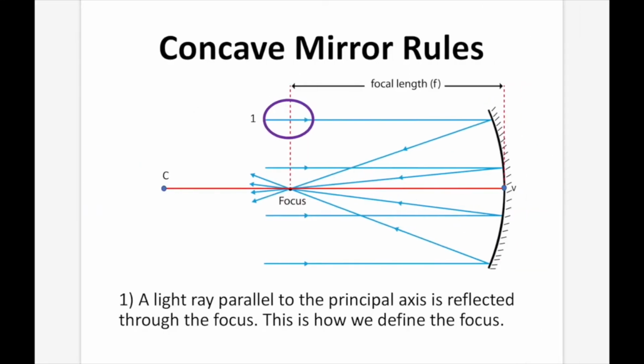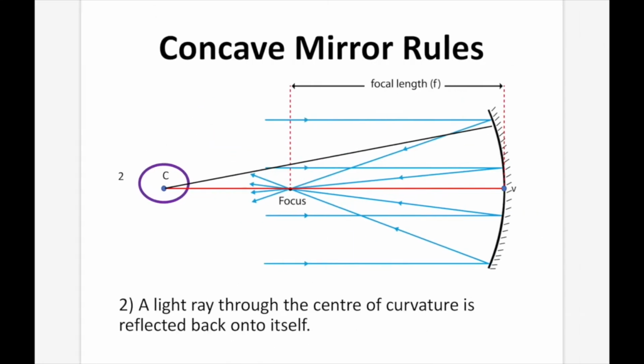Now here are our concave mirror rules. Number one, a light ray parallel to the principal axis is reflected through the focus. This is what we were just talking about. So anytime we draw a light ray that hits the mirror that is parallel to the principal axis, it's going to reflect off the mirror and go through the focal point. Number two, a light ray through the center of curvature is reflected back on itself. So you can see this black line here. If we extend it from the center of curvature to the mirror, it's going to hit that mirror and it's going to come right back along the exact same line.